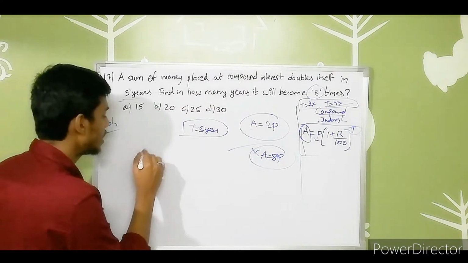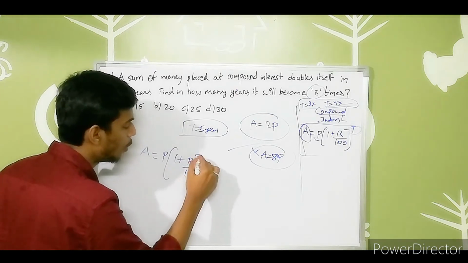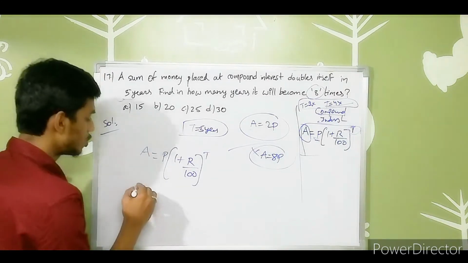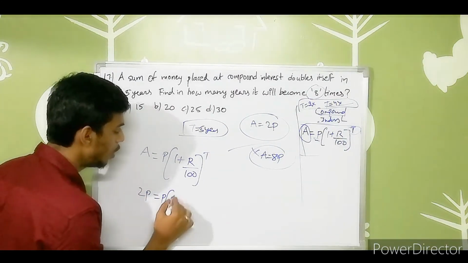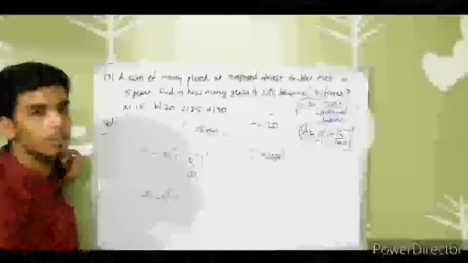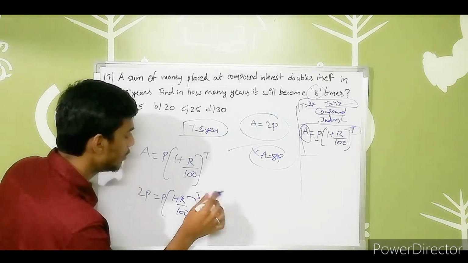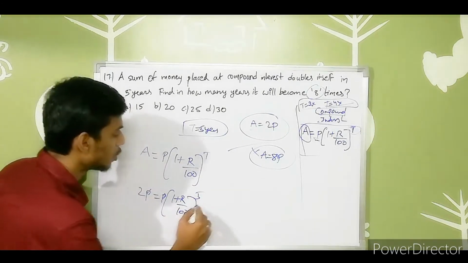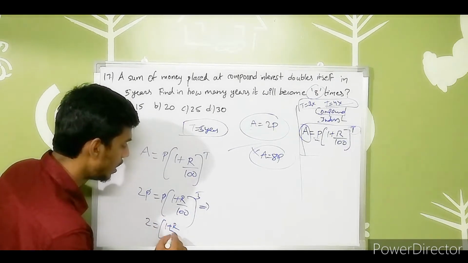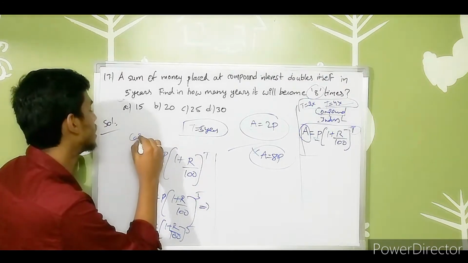Our formula, as said, is A equals P into (1 plus R by 100) whole power T. In our first case, the amount becomes 2P. So 2P equals P into (1 plus rate of interest), and nothing is mentioned about the rate, so (1 plus R by 100) whole power T is nothing but 5. P and P will get cancelled. So what we get: 2 equals (1 plus R by 100) whole power 5. This is case 1.